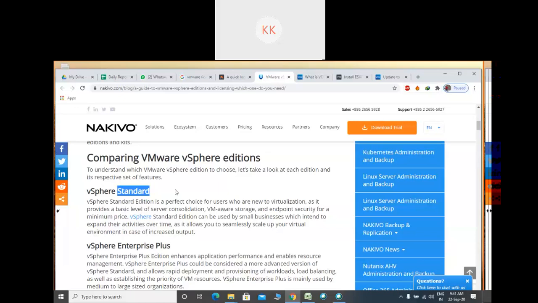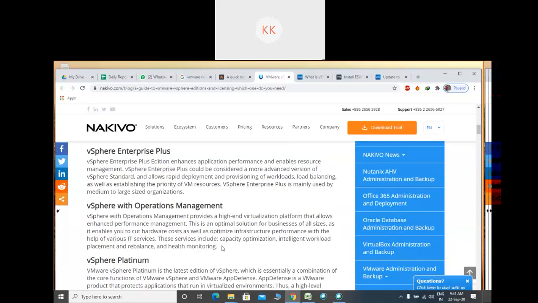Once your business has grown and is running quite well, then you can upgrade your existing version to the Enterprise Plus edition. You will find lots of advanced features like rapid deployment and provisioning of workload. Next one is load balancing, as well as the priority of the VMware resources. I think all these terms are known to you. If someone finds some word is not understood, please let me know. I will help.